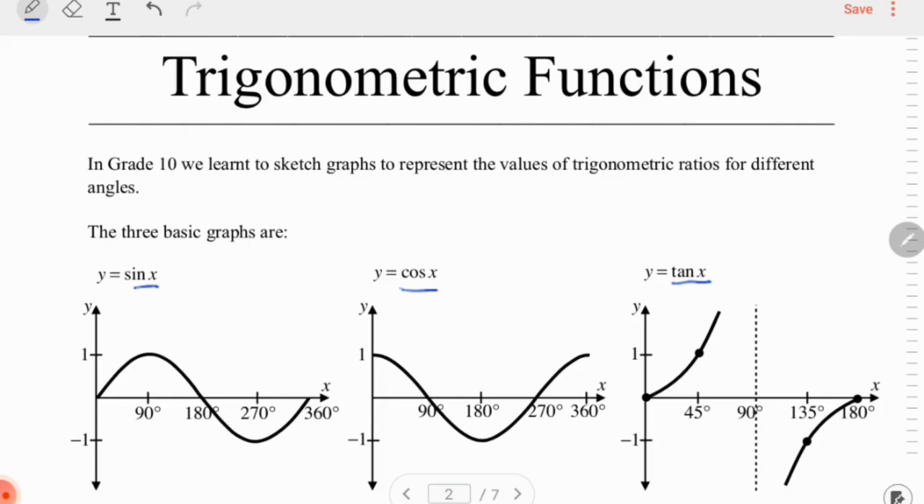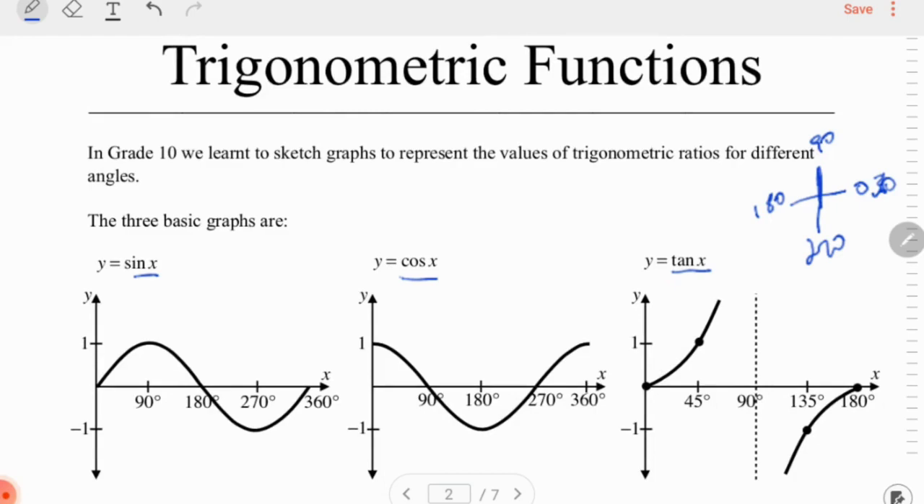We're going to make use of the same axes that we've always made use of, even with your Cartesian plane. You know that we always start on 0, then we have 90, 180, 270, and then 360. You will notice that the x-axis we make use of is 90, 180, 270, and 360 for all three graphs.